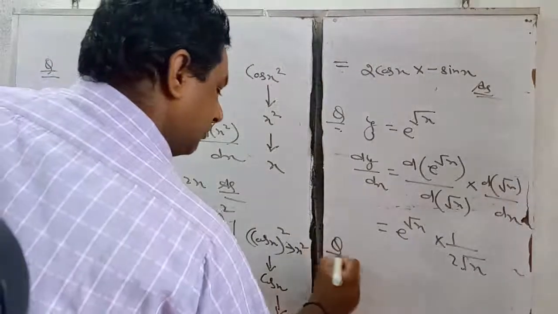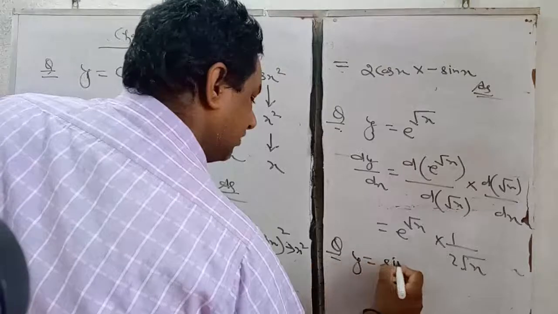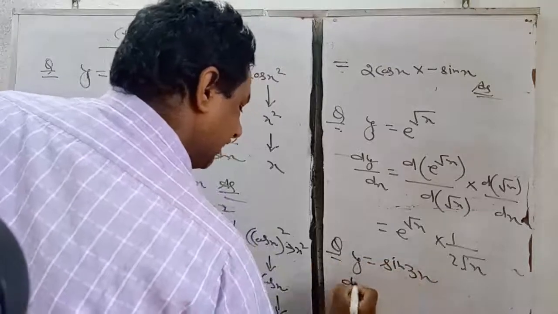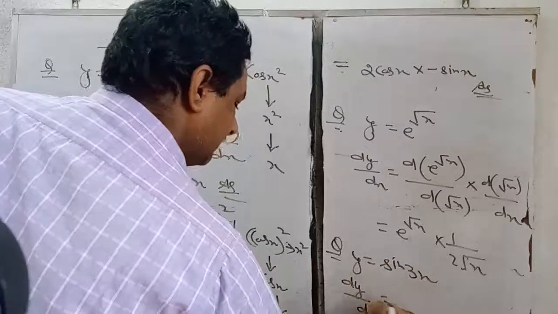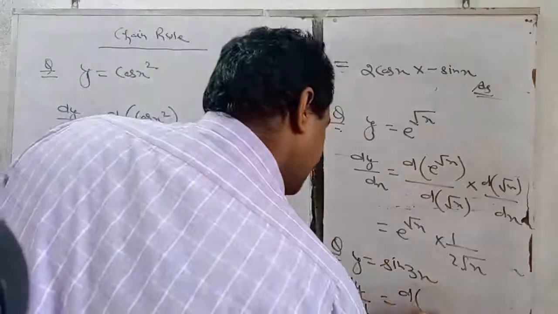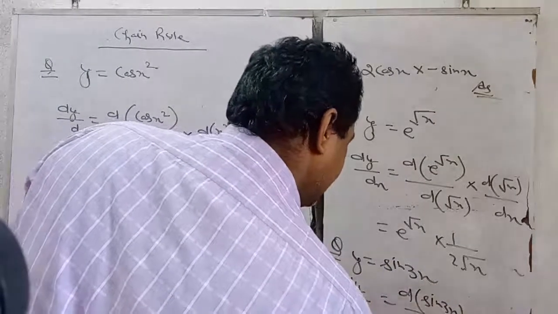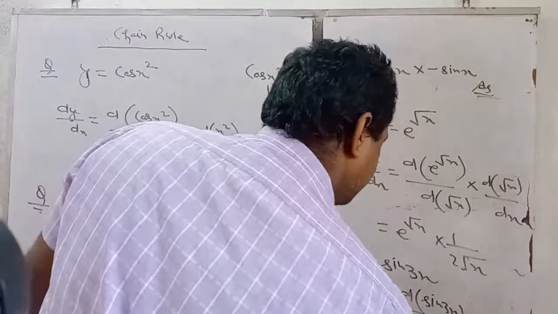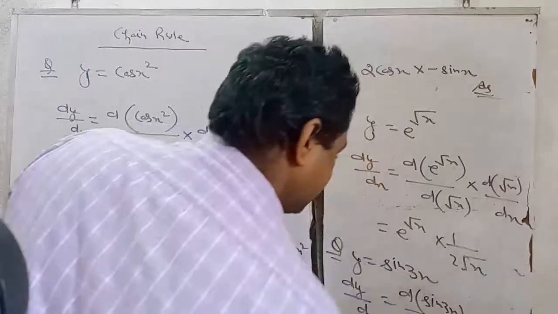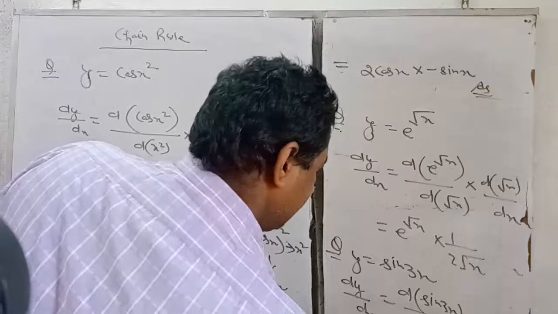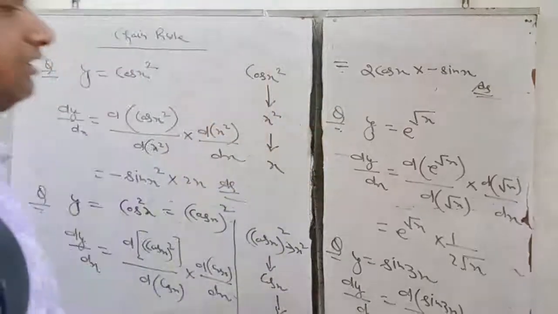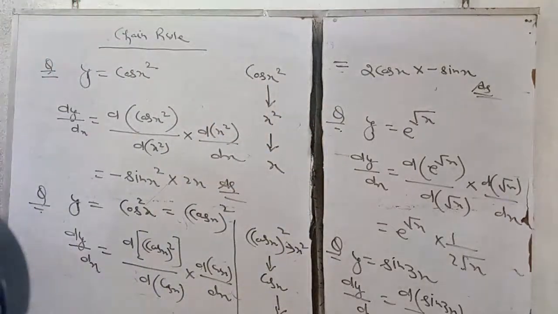Suppose if you want to differentiate y is equal to sin 3x, how can you proceed? Sin 3x depends upon 3x. So d of sin 3x over d of 3x, into d of 3x upon dx. So cos 3x into 3. Its answer will be cos 3x into 3.